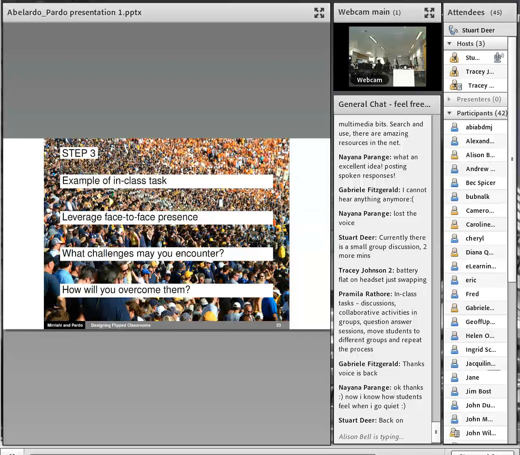So let's see. We're not going to do any voting, but let's do one activity in class that you would deploy in your scenario. Let's start with this table over here. What would that be?